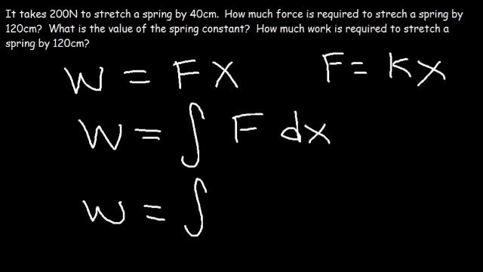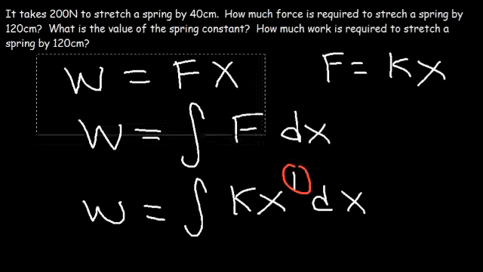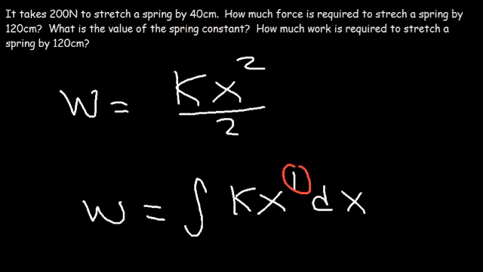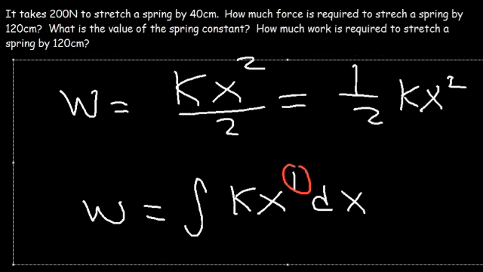So work is equal to the antiderivative of k times x dx. To find the antiderivative of kx, add 1 to the exponent and divide by that number. The antiderivative of x to the first power is x squared divided by 2. So the work required to stretch a spring is going to be basically 1/2 kx squared. This is also the potential energy that is stored in a spring.